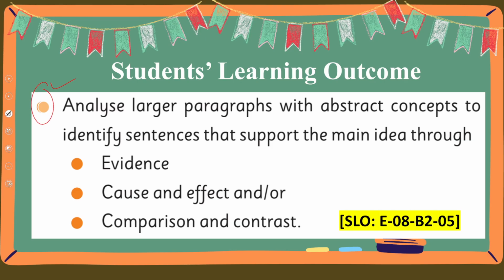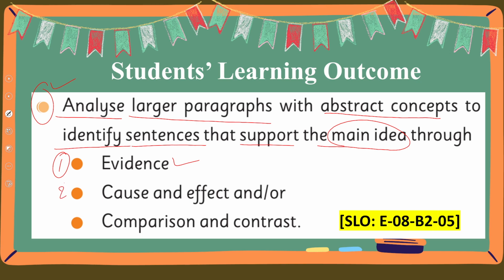We have the learning outcome or the SLO that says: analyze larger paragraphs with abstract concepts to identify sentences that support the main idea through number 1, evidence, through cause and effect, and through comparison and contrast. So, students, when we are talking about analyzing a text, we are focusing on different aspects of the text and the information provided. We analyze with our critical thinking and complete focus.